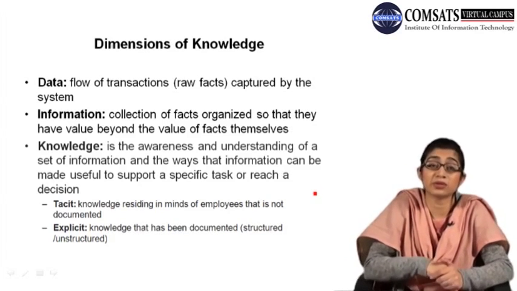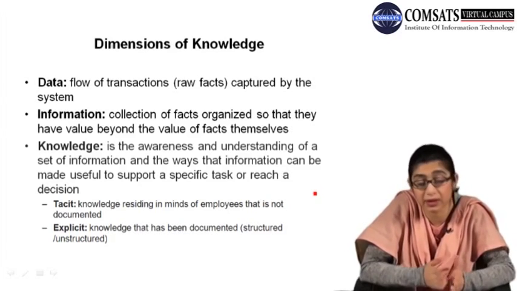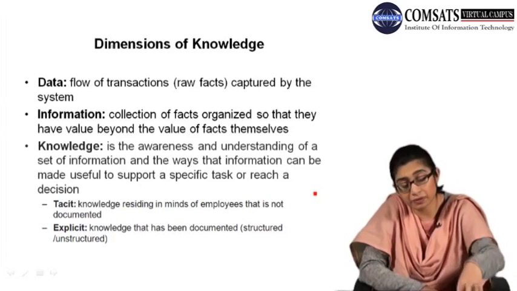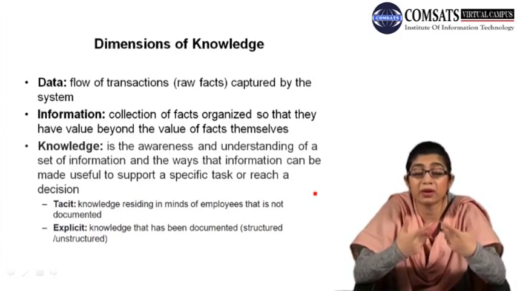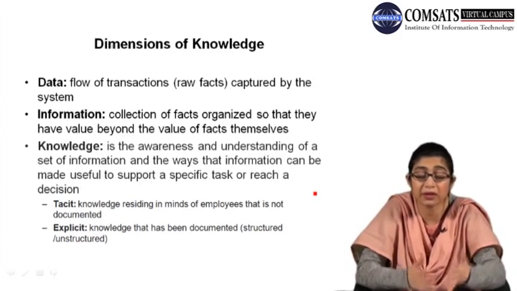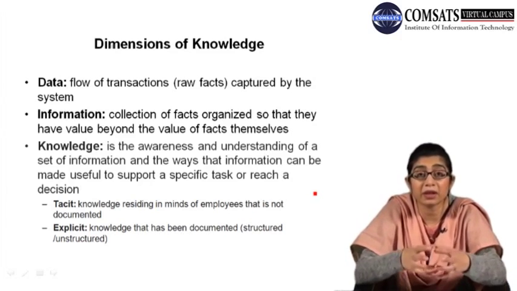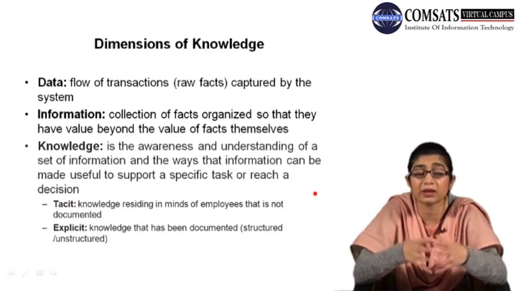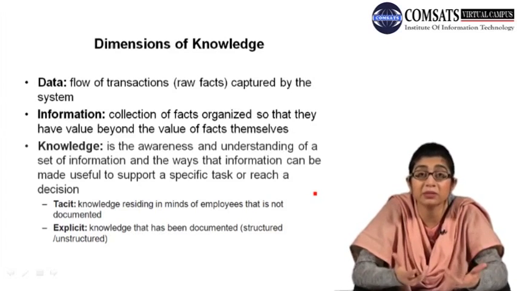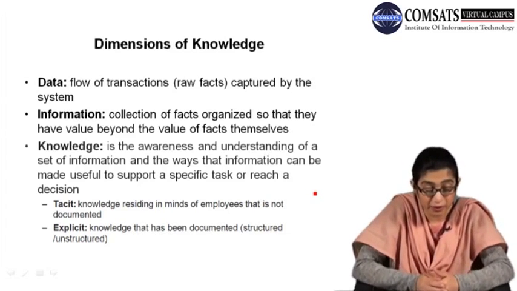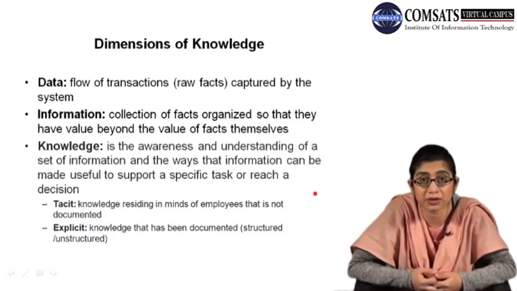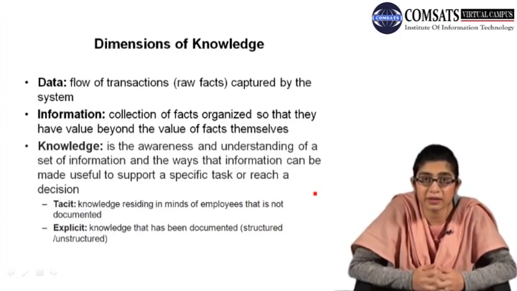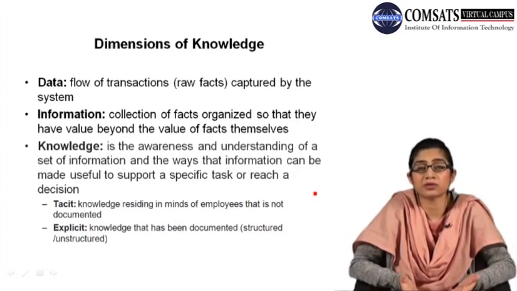But then we said that it goes through a certain process, and that process converts that data into information. So information becomes the collection of data organized so that they have a value beyond the value of facts themselves. So beyond the value of the raw facts, information becomes a collection of raw facts or a collection of data organized in a meaningful manner. Right? So organizations basically, they add in resources or use their resources to put value to the data, and that becomes information. So it categorizes the data so that it becomes useful information.